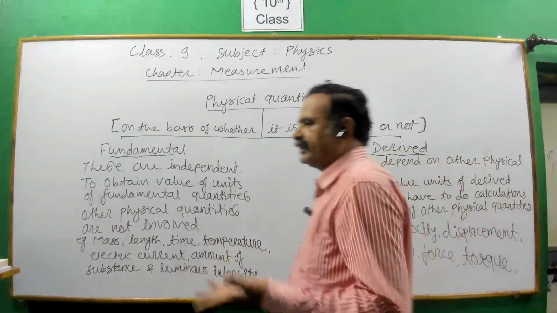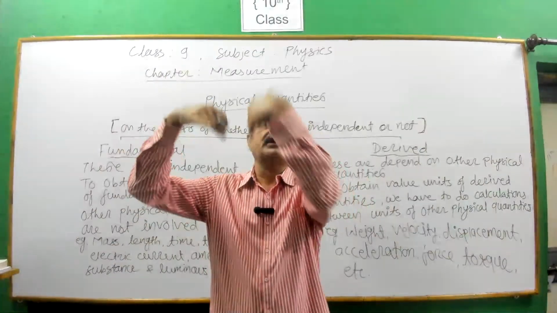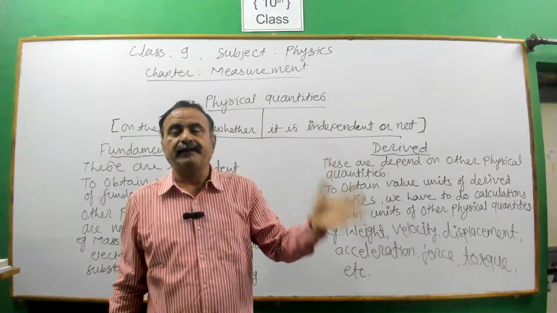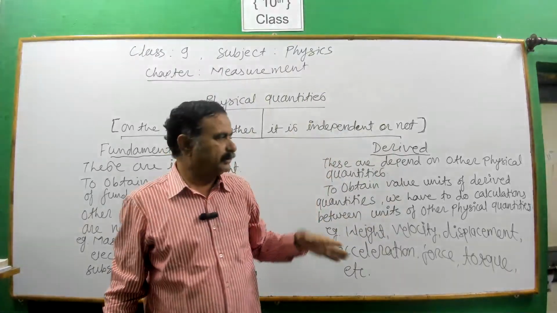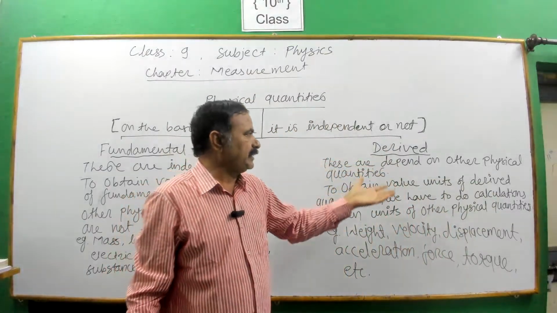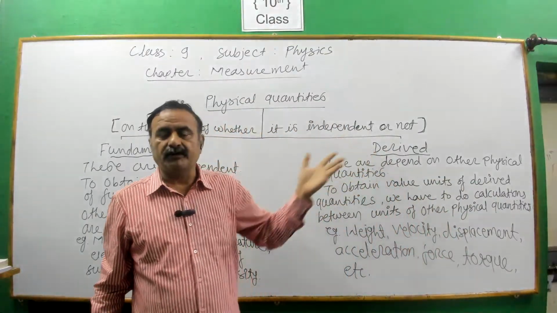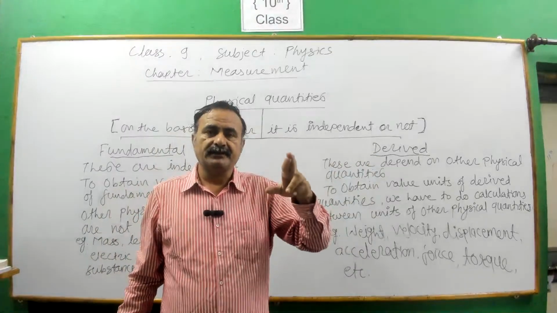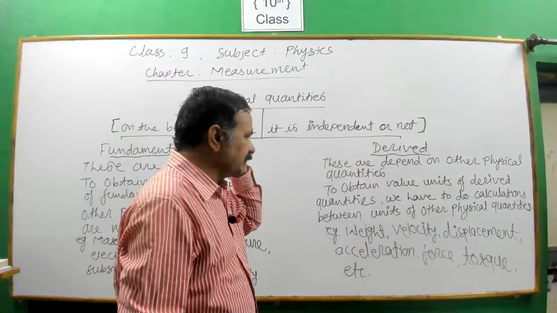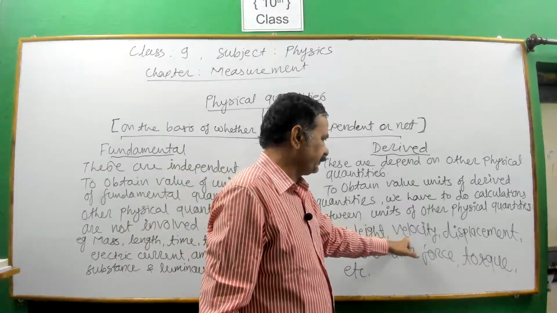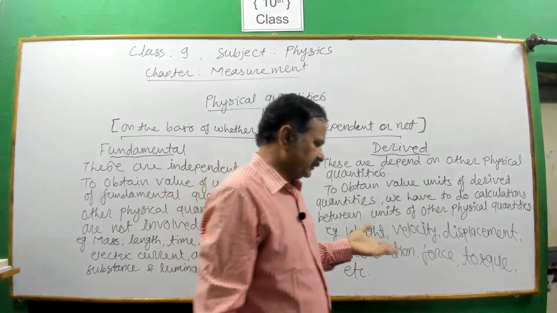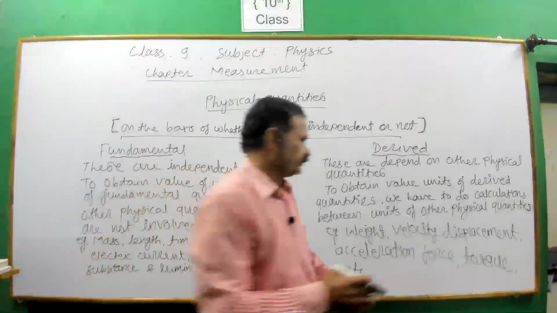Derive मतलब, derive word का meaning ही क्या है? By doing calculation between others. Clear? So derived quantities depend on the other fundamental quantities. To obtain the value of units of a derived quantity, we have to do calculation between units of other fundamental quantities or physical quantities. For example, weight, velocity, क्या है ये? Displacement को मतलब displacement शेयर बच्चों.